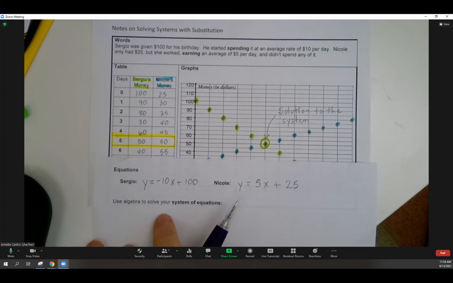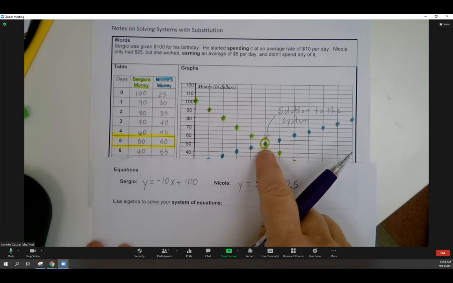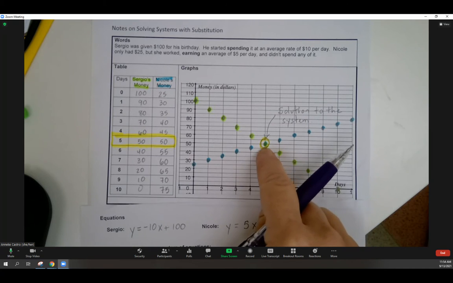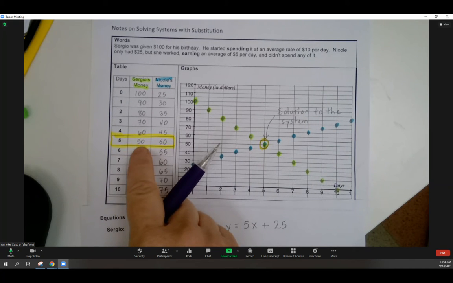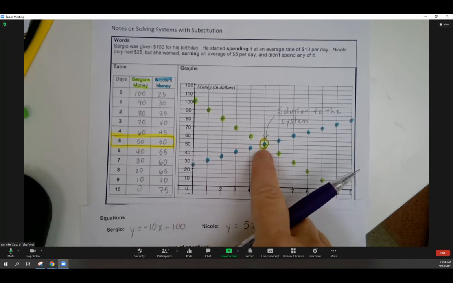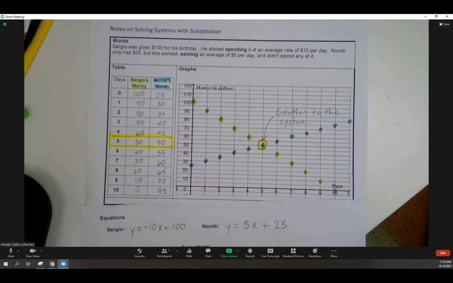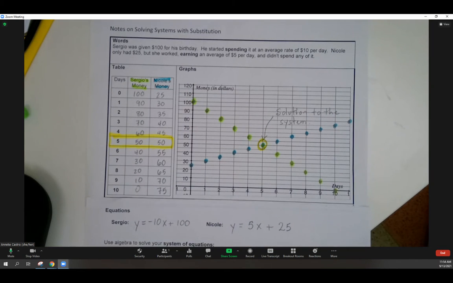Now I'm going to use substitution to find this solution using algebra. I've already found the solution. I know that it's at day 5. They both have $50. That's the solution to the system. But now I'm going to find that same answer using algebra.